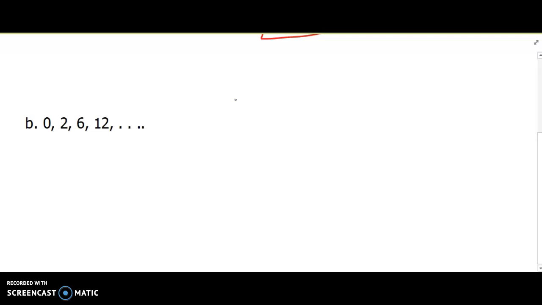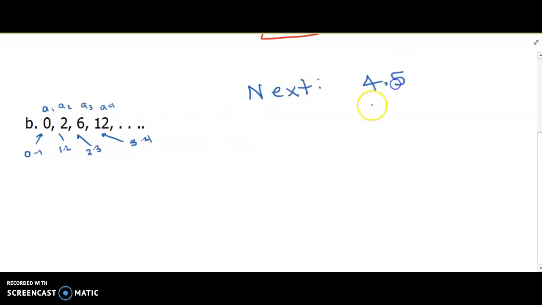So what I like to do is this is my A sub 1, or my first term, my second term, my third term, and my fourth term. Okay, if I look at this, guys, this here is 0 times 1. Okay, this is 1 times 2. This is 2 times 3. And this is 3 times 4. Okay, so if I wanted to find my next term, it would be 4 times 5, which is 20.